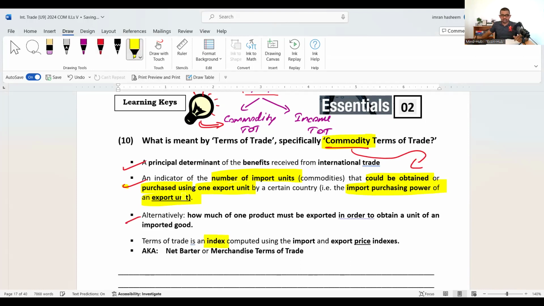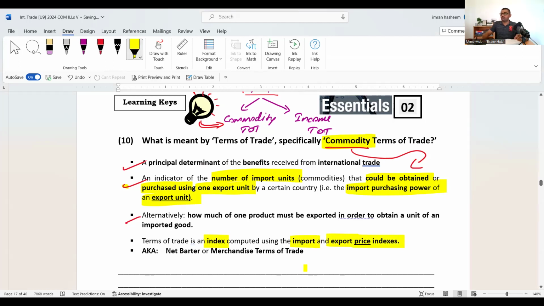So when you're given terms of trade is 120, 110, 75 or 80 or whatever, it's not a money value. It's an index number. Right? It is based on the import and export price indexes. It is calculated using import-export price indexes.